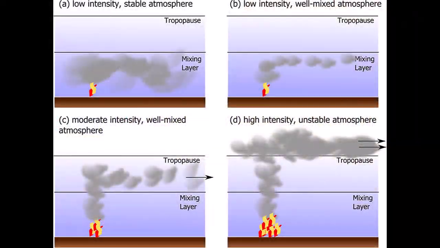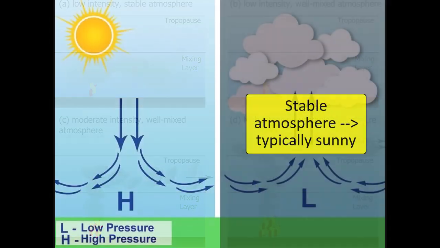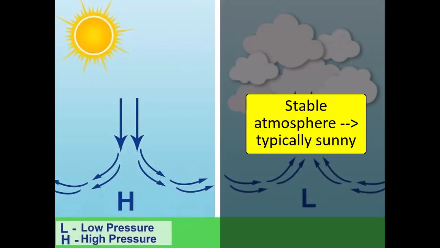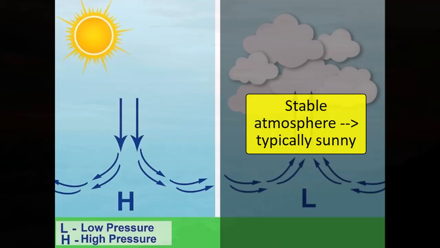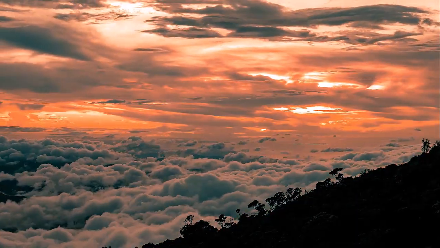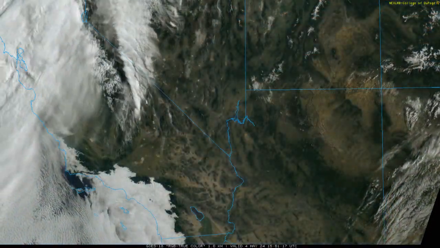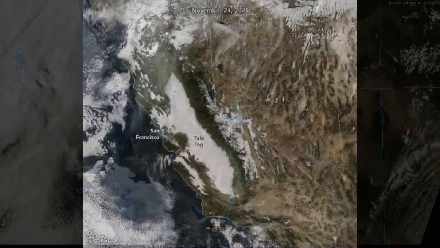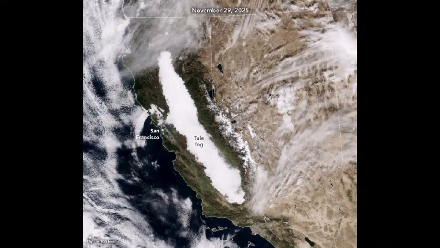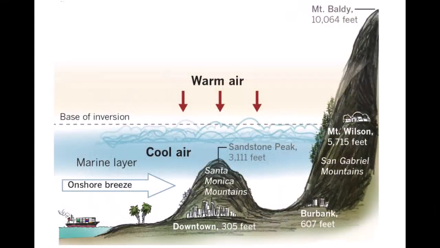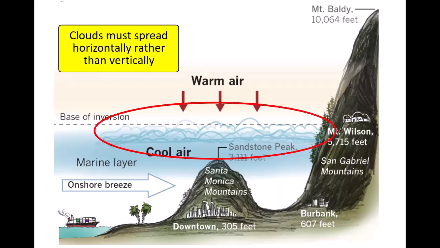Now let's talk a little about the impacts a stable and unstable atmosphere can bring to wildland fires and prescribed burns. I mentioned earlier that under stable conditions, the weather is typically sunny. However, low-level stratus clouds and fog can form when moisture is present alongside cooling air. In California, this is most common along the coastline with the marine layer and in the Central Valley with tule fog. The strong inversion prevents these clouds from vertical development, so they have to spread out in the horizontal.